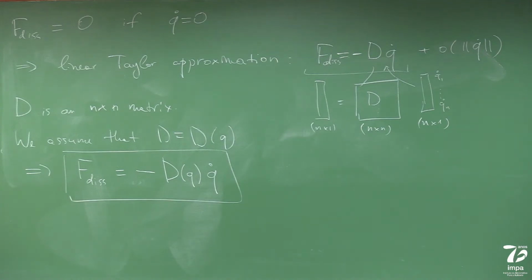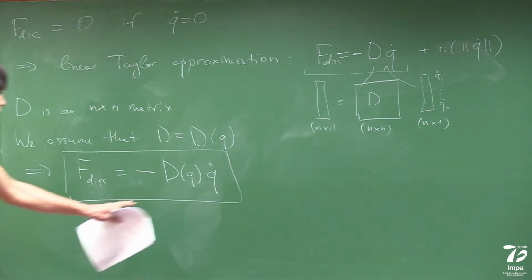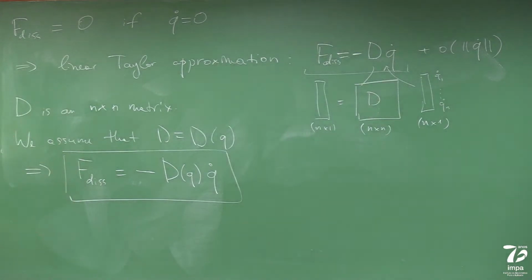So this is the typical model for dissipative force. Sometimes called viscous dissipation, or well, there are many names to this, depending on the physical situation. So what is important? The properties.